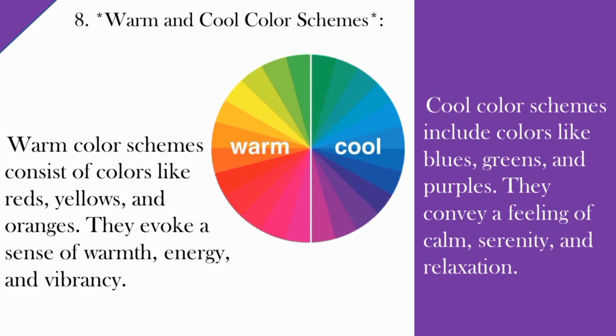8. Warm and cool color schemes. Warm color schemes consist of colors like reds, yellows, and oranges. They evoke a sense of warmth, energy, and vibrancy. Cool color schemes include colors like blues, greens, and purples. They convey a feeling of calm, serenity, and relaxation.